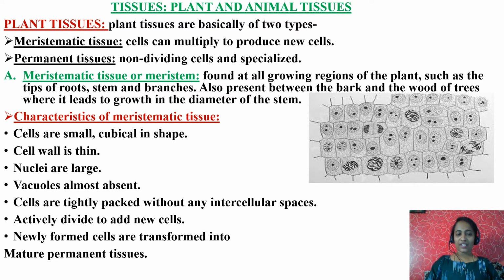What are permanent tissues? When meristematic tissue loses its capacity to divide, it becomes permanent tissue. So permanent tissues consist of cells which have lost the capability to divide. They are also called non-dividing cells, but they perform specialized functions. So they are specialized in nature. Next, let us see the definition.